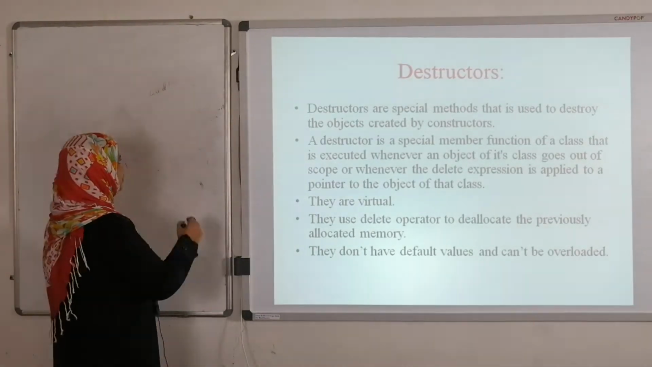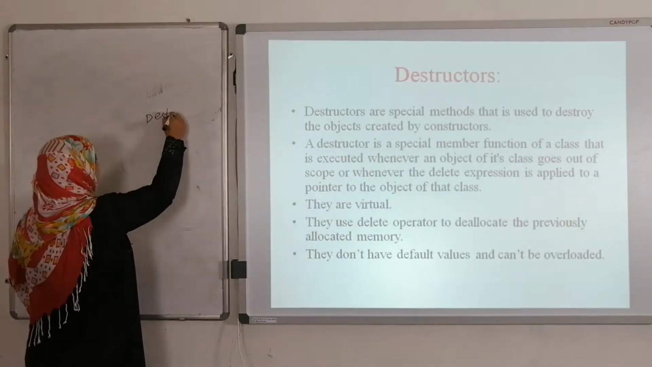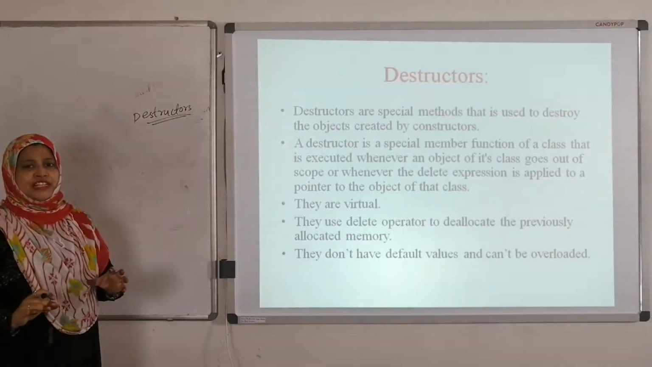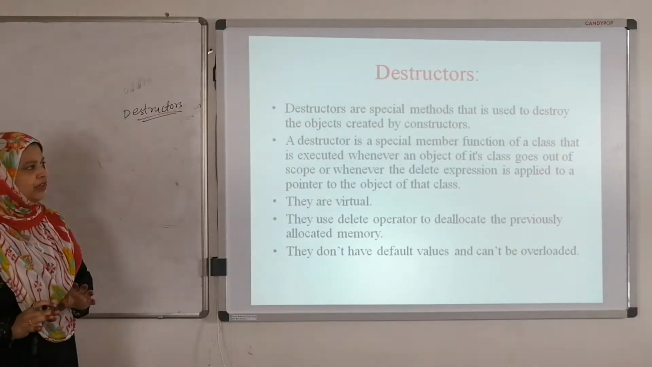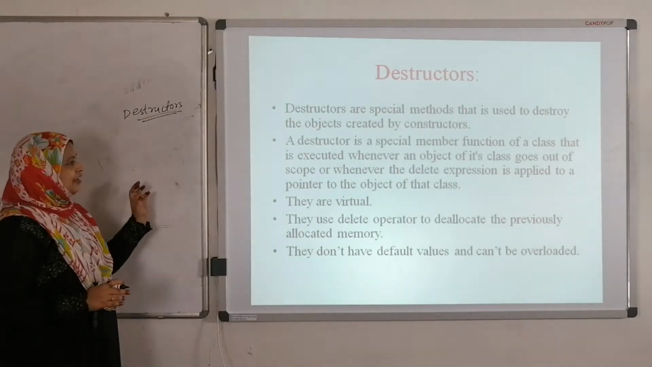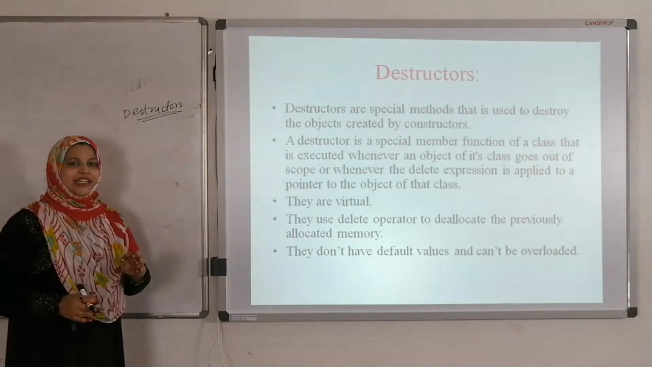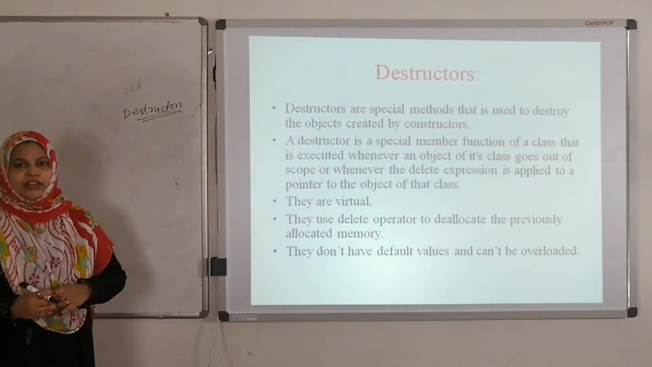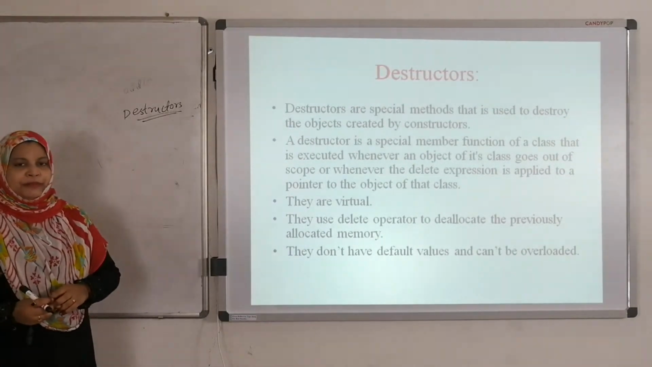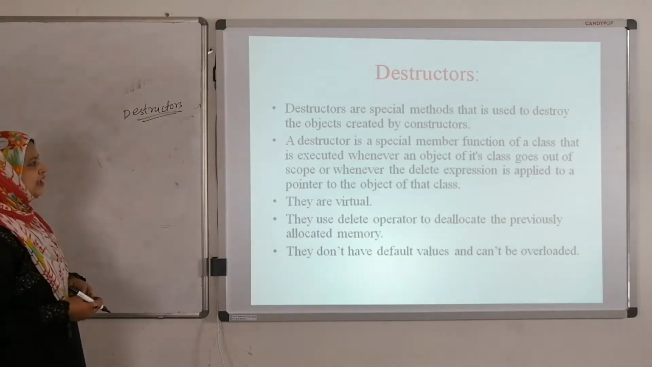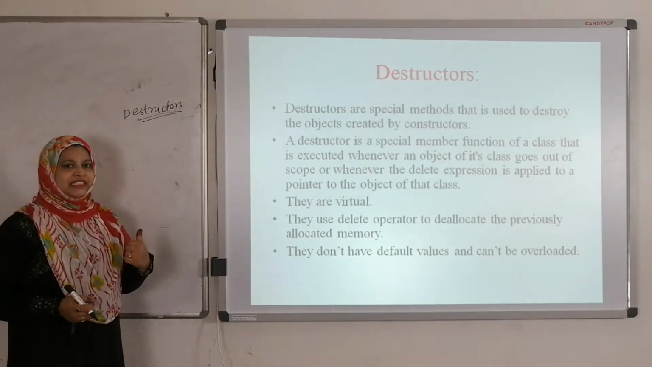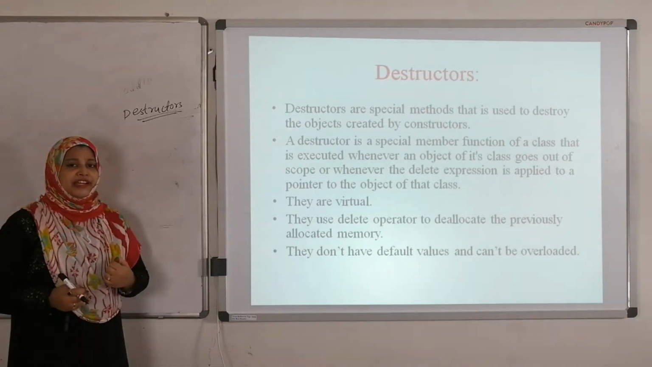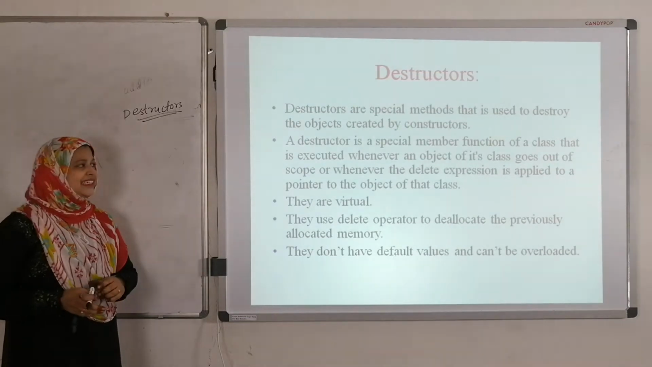Why are we going to use destructors? Destructors are also just like the constructors, but in a constructor, whenever the object is created, we allocate some memory location to that particular object. After using that object, if you want to free that memory location, at that time we have to use the destructor. Destructor methods are invoked and they destroy the objects created by the constructor.